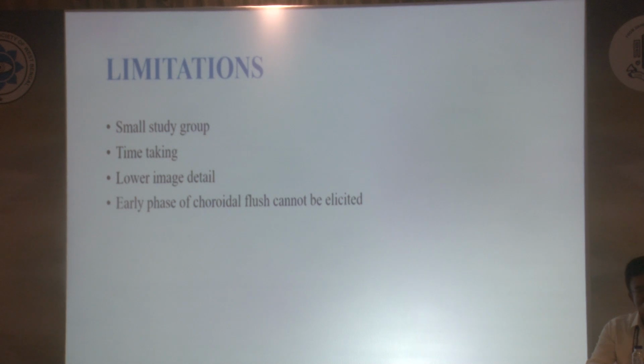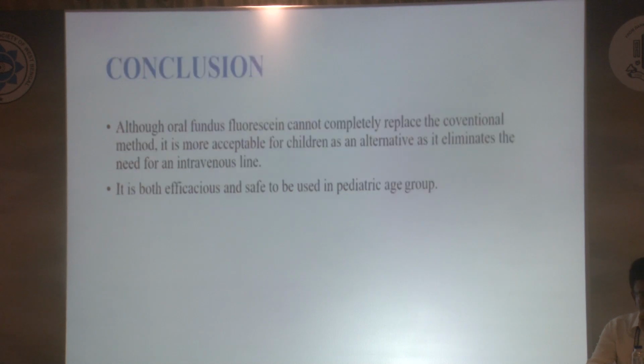We also have some limitations regarding our study, which is that it is a small study group, it is time taking, it is of lower image detail when compared, and early phase of choroidal flush couldn't be elicited. Although oral fundus fluorescein angiography cannot completely replace the conventional method of intravenous route, it is more acceptable for children as an alternative, as it eliminates the need for an intravenous line. It is both efficacious and safe to be used in pediatric age groups.